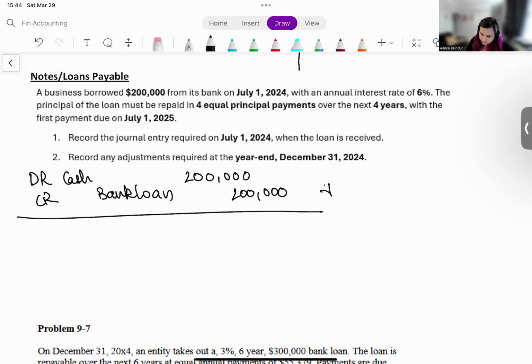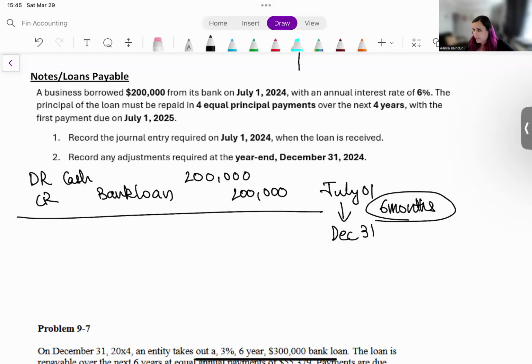This is on July 1st, right? Now we are at December 31st. So let's count how much time has passed. July, August, September, October, November, and December. That's 6 months. So at year end, we've accrued 6 months worth of interest.